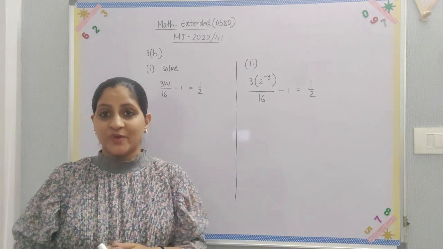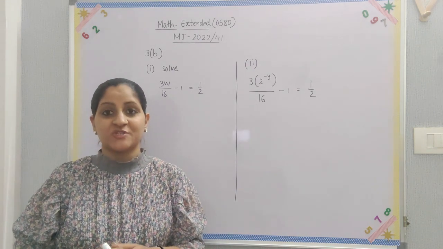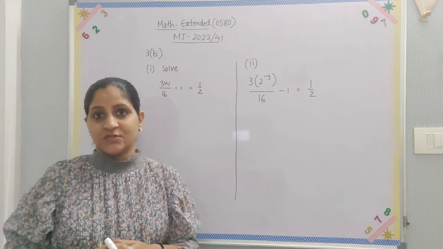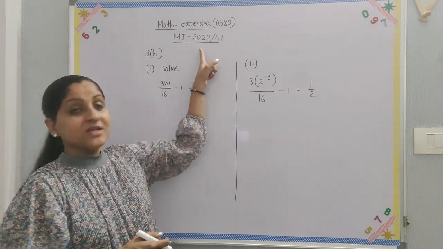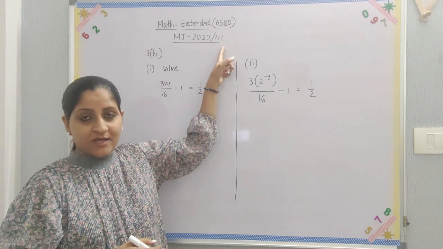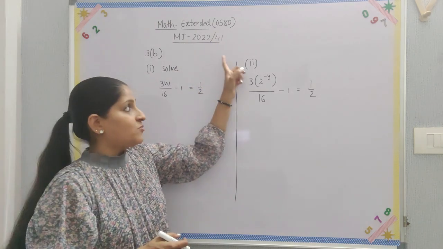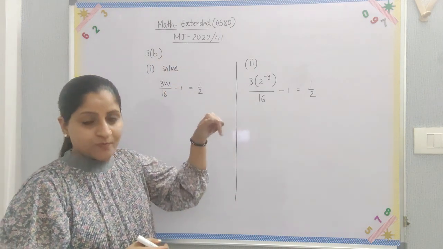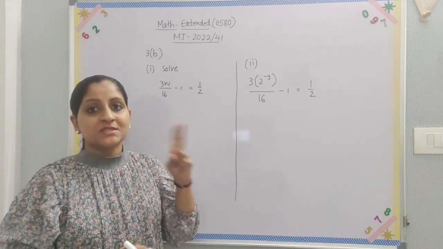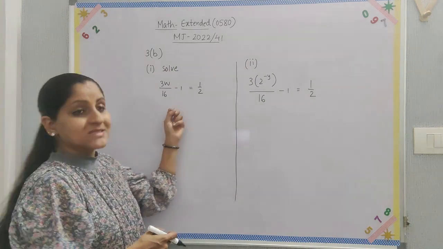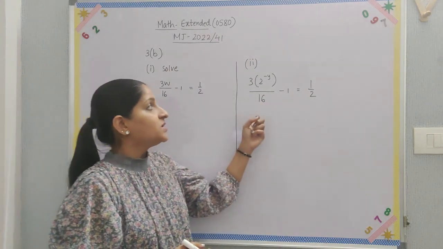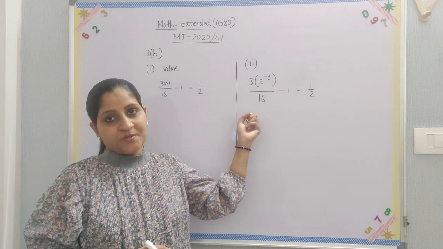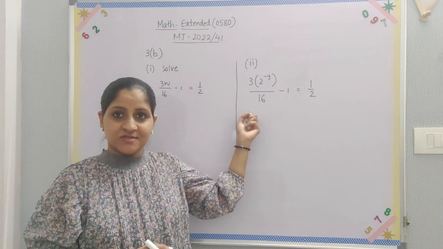In today's video, we are going to solve a past paper question from Extended Math IGCSE. The paper which I have selected over here is May-June 2022, variant 41. And in this variant, I'm going to solve right now question number 3b here with you. Question number 3b is in two parts. Part 1 is an algebra question and part 2 is an indices question. So let's see how we are going to obtain solutions for these two questions.